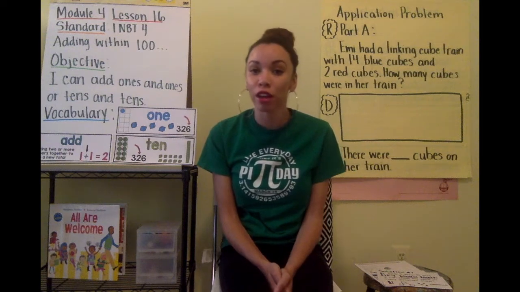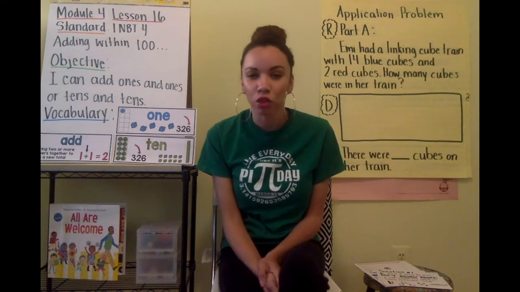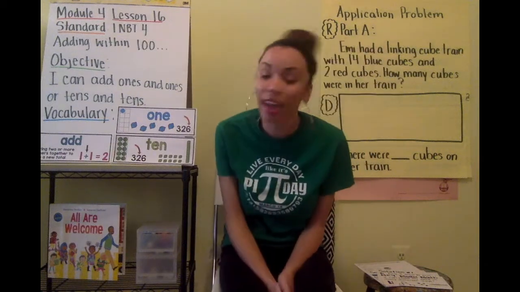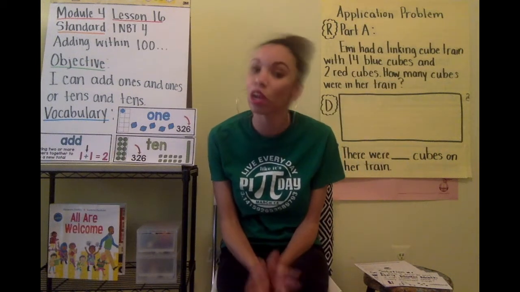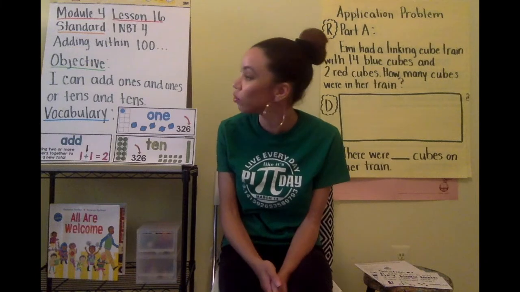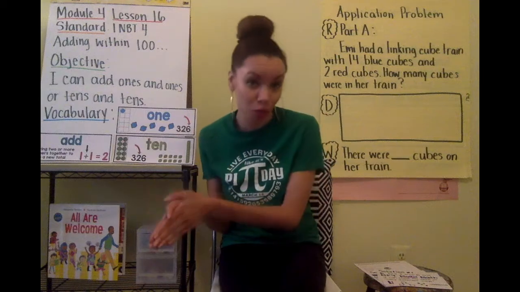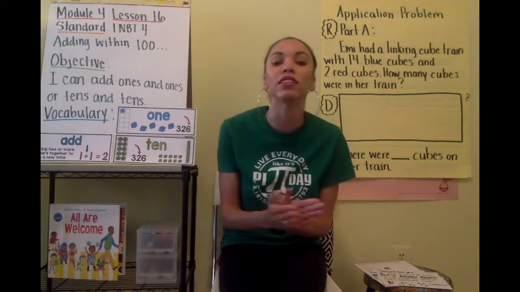So before we get started, we are working in Module 4 with lesson number 16. Our standard is adding within 100 using our place value strategies and what we know about place value. Our objective today: I can add ones and ones, and I can add tens and tens.